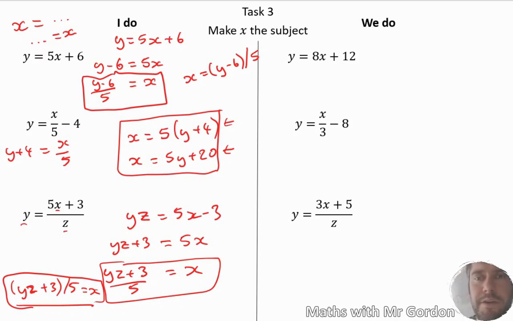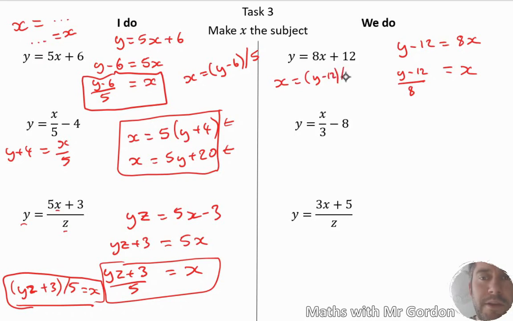Okay, let's have a look at the first one again. We're trying to get x by itself. So y equals 8x plus 12. We're going to take away 12 from both sides. So we get y minus 12 equals 8x. And then we're going to divide both sides by 8. So we get y minus 12 all over 8 equals x. Again, if you're writing it on a computer, you would write x equals y minus 12 divided by 8 this way.